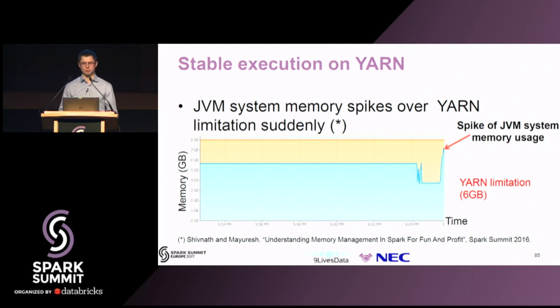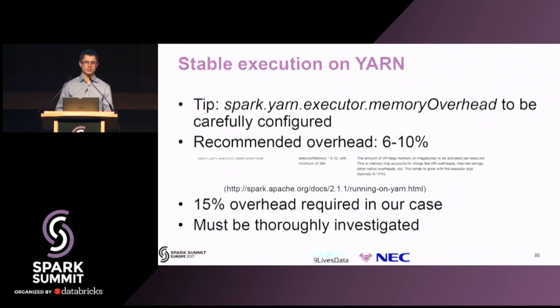And it is the problem that was actually presented in detail at Spark Summit 2016 in a presentation, Understanding Memory Management in Spark for Fun and Profit. And the reason for that is that we actually use more off-heap memory than we declared, and this workaround maybe is to increase this value. So in our case, 15% was enough. So we increased this value to 15%. But it's not a good solution. This must be later thoroughly investigated as actually, for the majority of our execution time, we waste some memory in this approach.